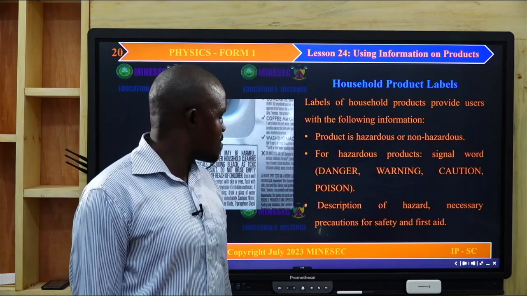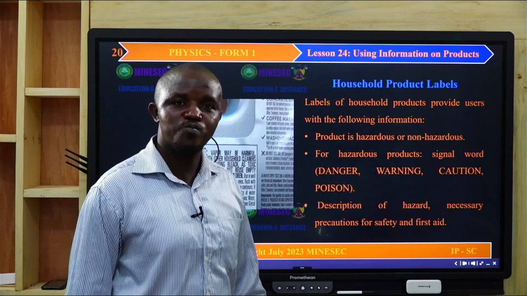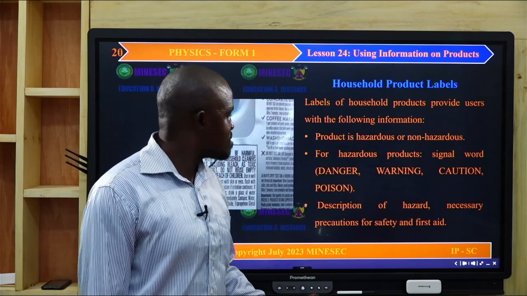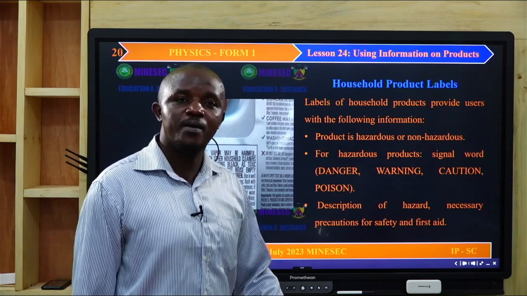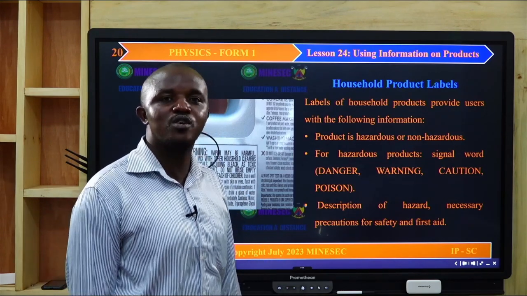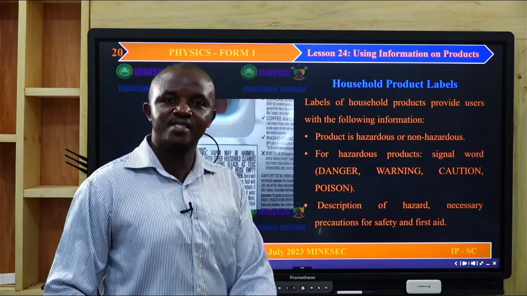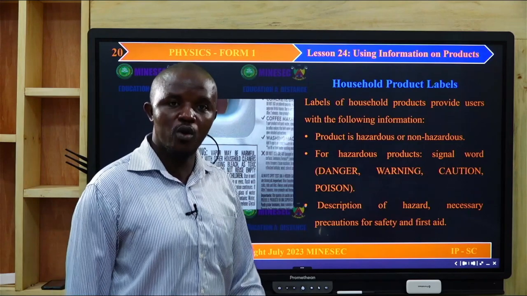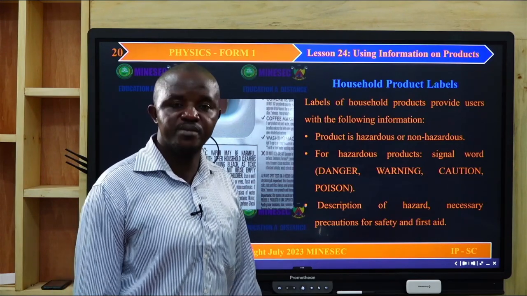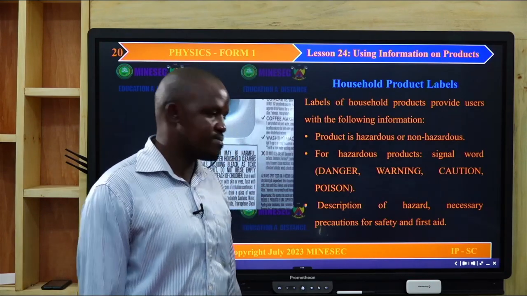Apart from that, in case you miss any of the rules and run into trouble, it also provides some first aid measures. For example, if you are suffering from the hazard of this product in this particular way, do take these preliminary steps quickly for your safety before maybe contacting a qualified personnel, like in the hospital, if your health is in danger.